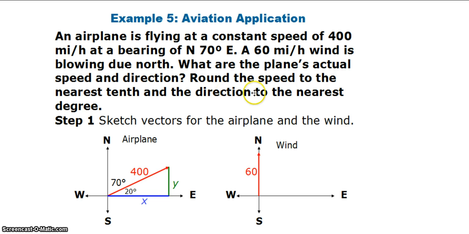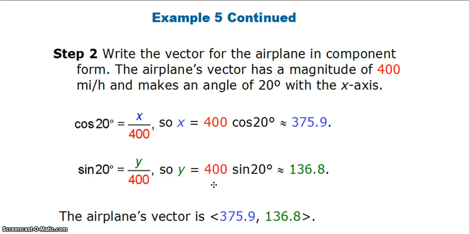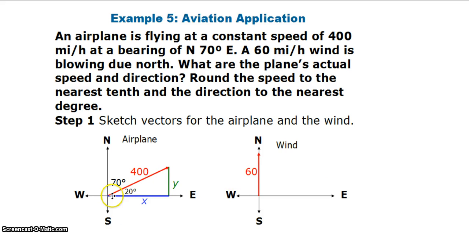So what are the plane's actual speed and direction if the wind is blowing at 60 miles an hour due north? Okay, so we've got the plane and the wind. If we sketch these, that's what we have. Now we can write the vector for the airplane in component form. The airplane's vector has a magnitude of 400 and makes an angle of 20 degrees with the x-axis, so we can find x and y.